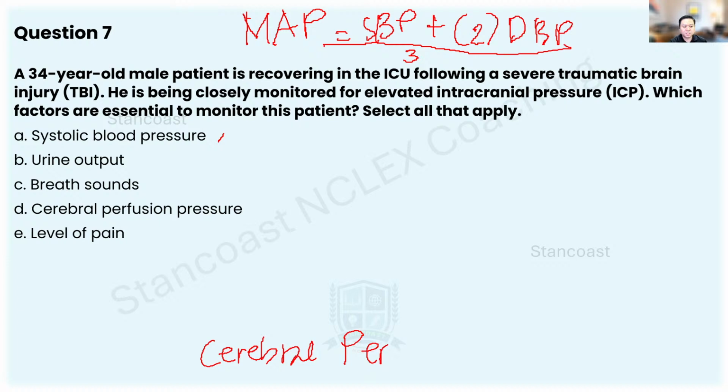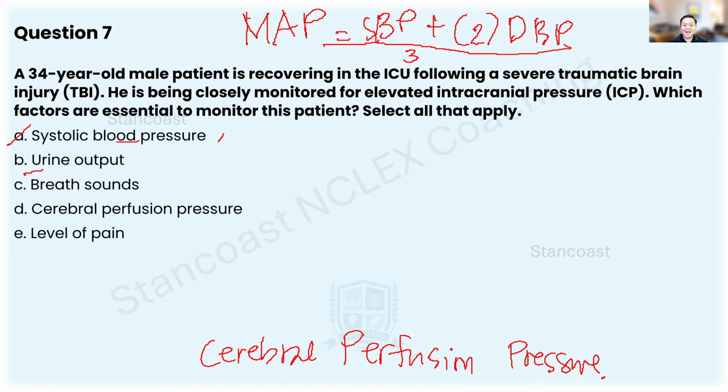Cerebral perfusion pressure. All right. So that's why A is part of those factors. Systolic blood pressure. We need to make sure that there is appropriate blood pressure in order for us to maintain adequate blood flow to the brain, especially in a patient with ICP increase. Okay. Now let's have letter B.